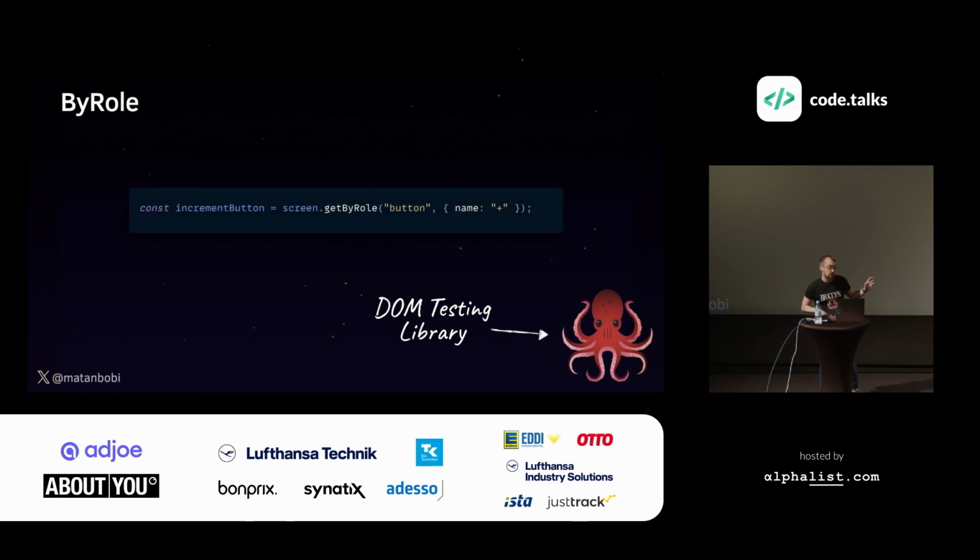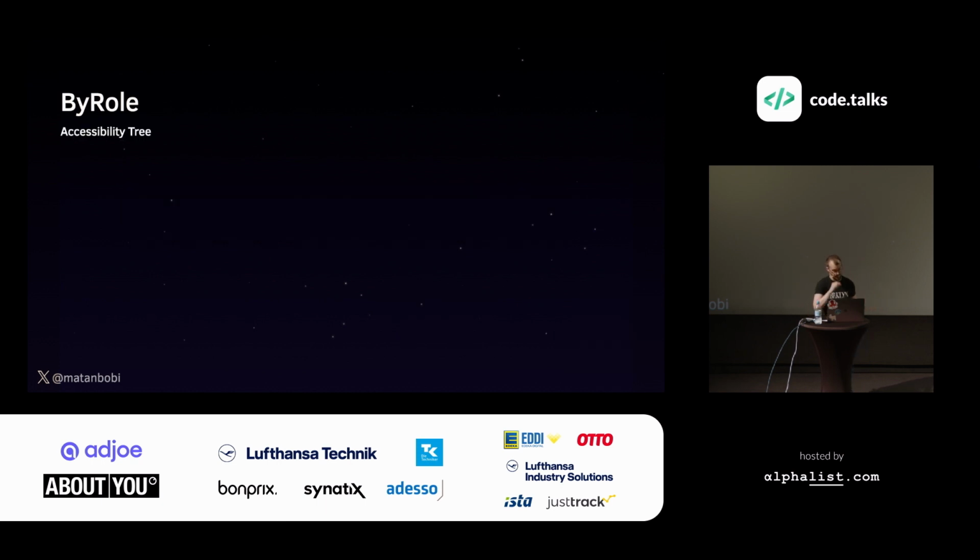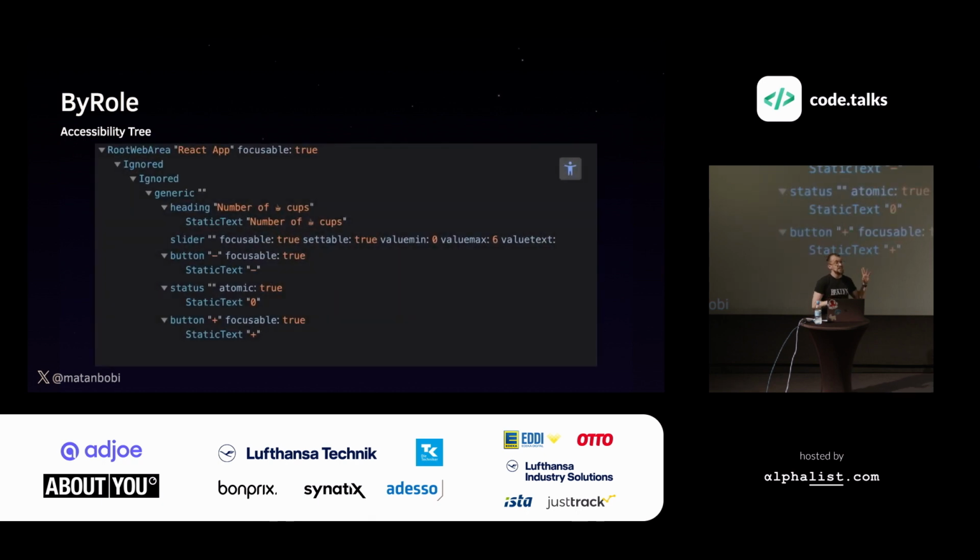This is the query we want to run. We want to get the elements with the role of button and the name plus. As I said, the byRole query is our most powerful query because it heavily relies on the accessibility tree. And this is the accessibility tree. It's a screenshot of the Chrome DevTools, and we can see what we have here. We have roles, okay? We have heading, we have slider, we have button, status, and another button. But we haven't defined those roles explicitly, okay? They were defined for us.